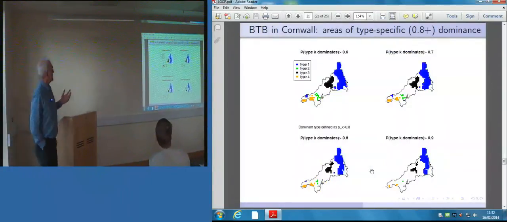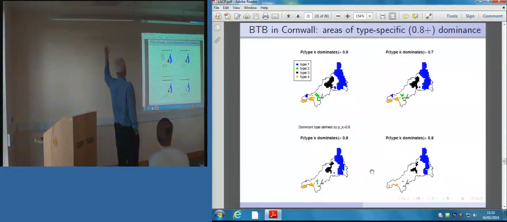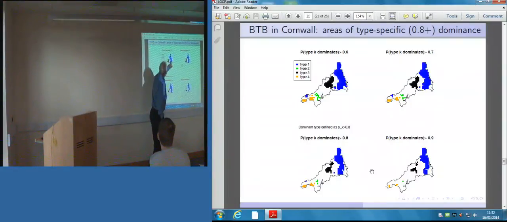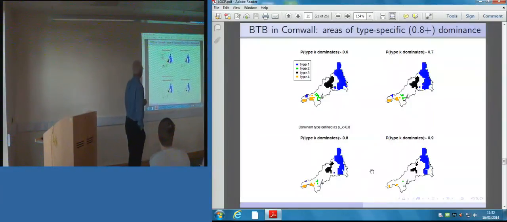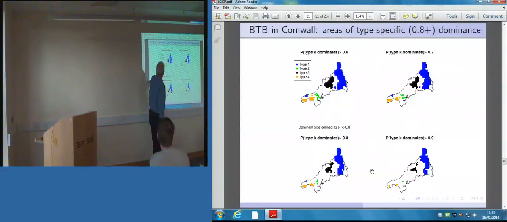And again, because it's a probabilistic map, you can say, what would you, Mr. Defra, describe as an area where a particular genotype was dominant? If you would say it's dominant if at least 60% of the cases are of type 1, then these are the dominant areas of the 4 genotypes. If you have a more stringent definition, sorry, I'm confusing two things. If your definition of dominance is that at least 80% of the local cases are of that particular genotype.